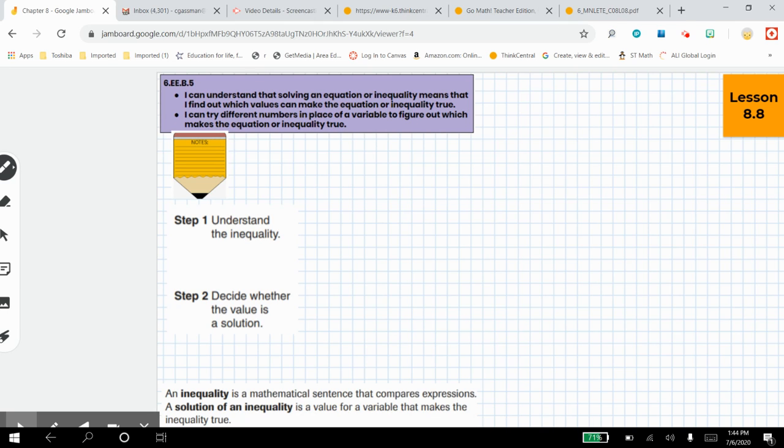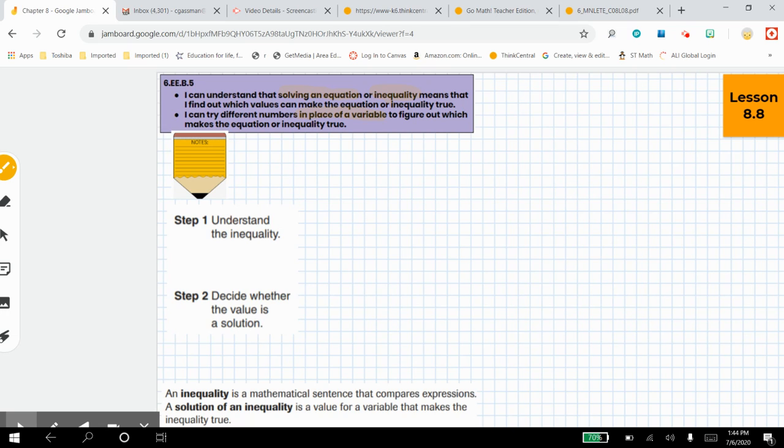Today we're going to be looking at lesson 8.8, reteach. Before we get started, let's take a look at that statement at the top that tells us what we're going to be learning. It says, I can understand that solving an equation or an inequality means that I find out which values can make the equation or inequality true. I can try different numbers in place of a variable, figure out which one makes the equation or inequality true.